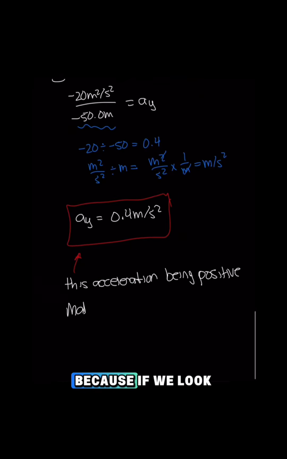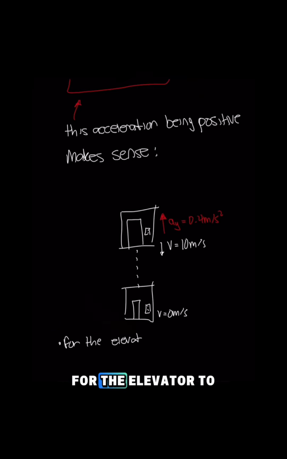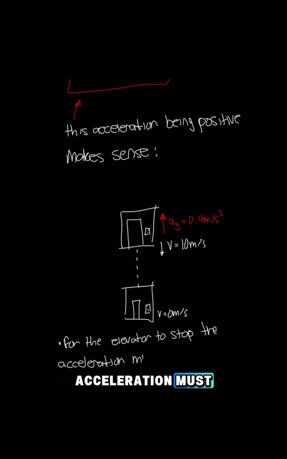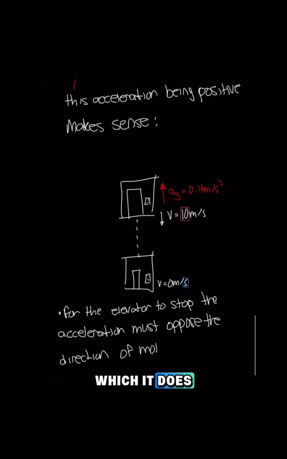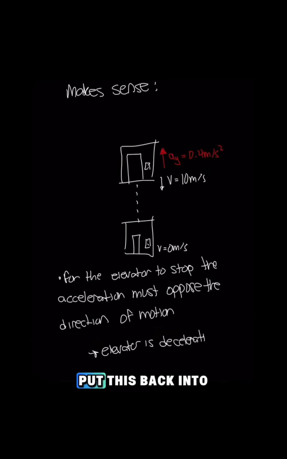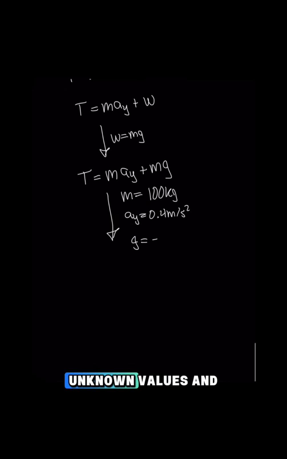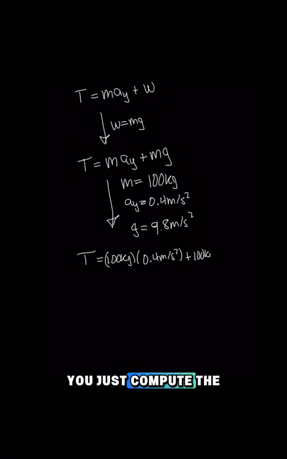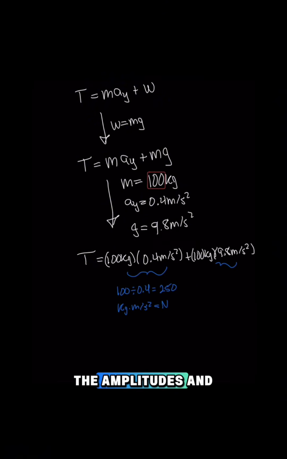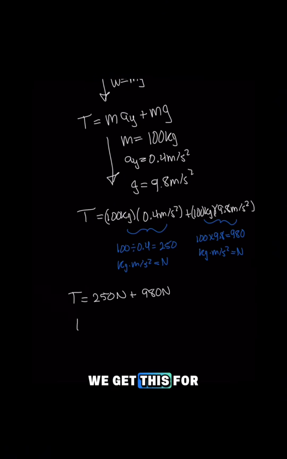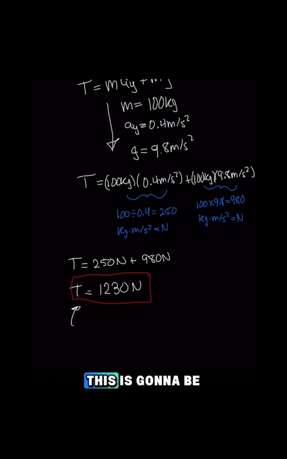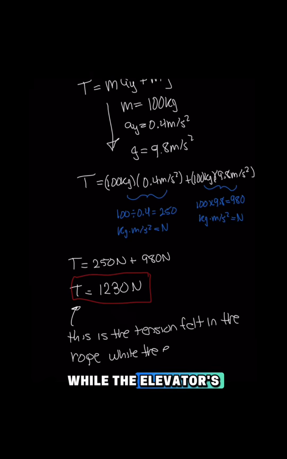This makes sense because if we look at our diagram here, for the elevator to stop, the acceleration must oppose the direction of motion, which it does. Therefore, the elevator is decelerating. Plug this back into our Newton's second law equation in the y direction. Now we can plug in all our known values and we get this. We can just compute the left term and the right term, the amplitudes and units, and we add those two together. We get this for the final answer for the tension force. This is going to be the tension felt in the rope while the elevator is decelerating.